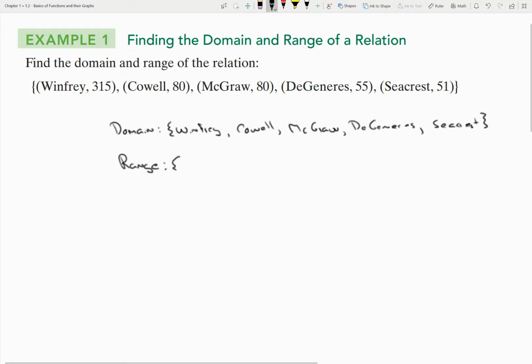Okay. Now, a good habit to get into. I didn't do it in the first line because they were just names, but a good habit to get into with domain and range is to put them in order. So let's put the range in order. So we have 51, 55, we have 80 twice. So I don't have to write it twice, I only have to write it once. And then 315. Okay? So that is my domain, and that is my range of this relation.